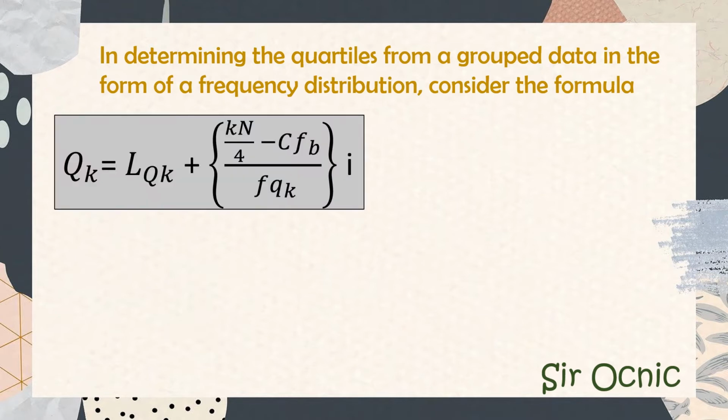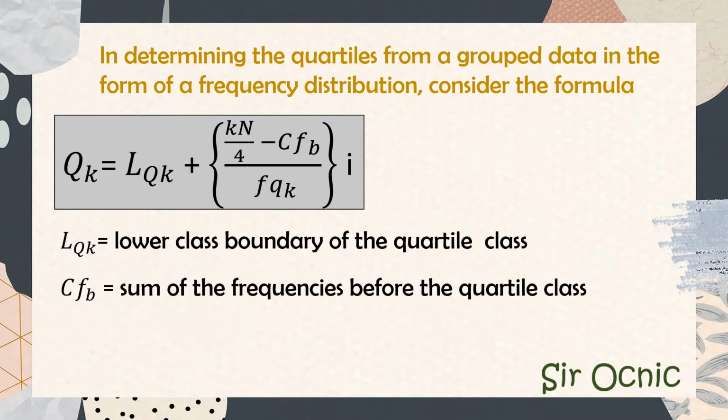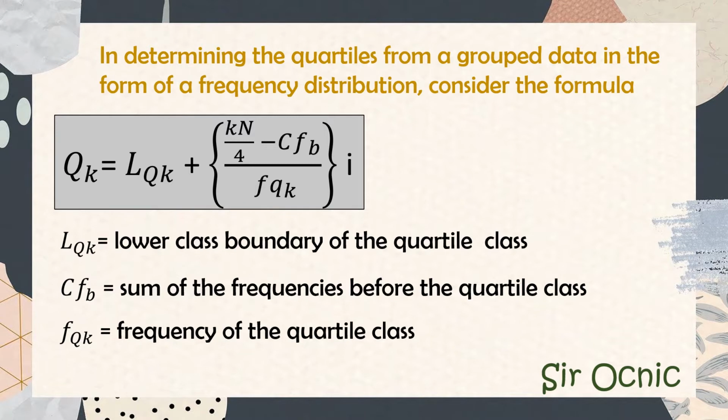Qk is equal to LQk plus the quantity kn over 4 minus CFB, all over FQk, times i, wherein LQk is the lower class boundary of the quartile class. CFB refers to the sum of the frequencies before the quartile class. FQk is the frequency of the quartile class. n is the total frequency. And i is the class size.